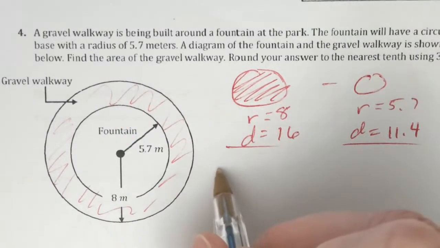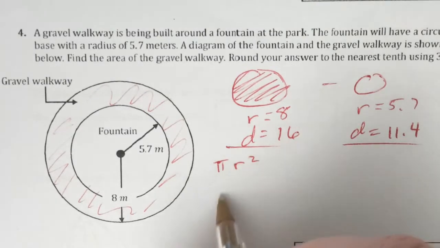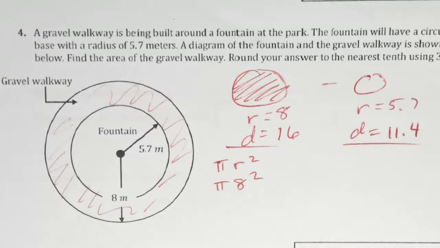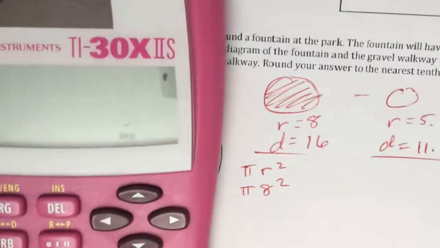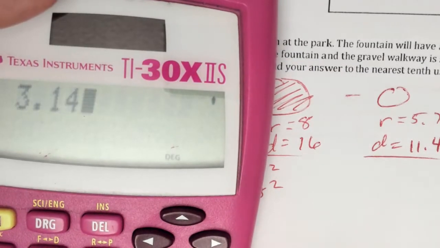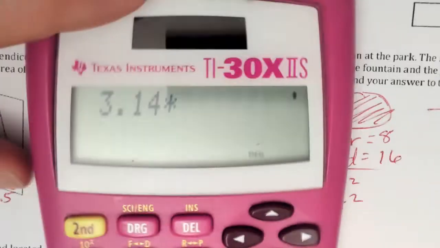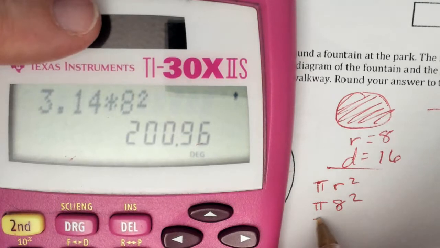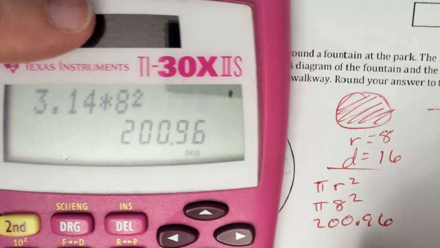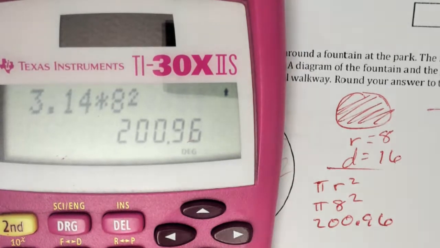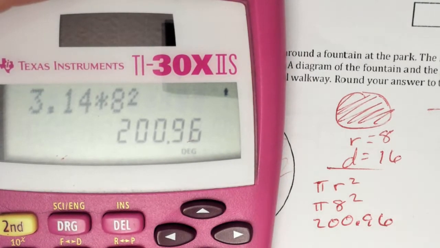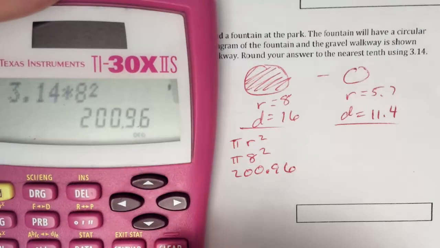All right, we need to find the two areas. So pi r squared. So that's pi 8 squared. So we put that in the calculator. So that is 3.14 times 8 squared. And we get 200.96. And notice we're not rounding yet. While we're doing our work, we're going to show all of the decimals. So we do not round until we're presenting our final answer.